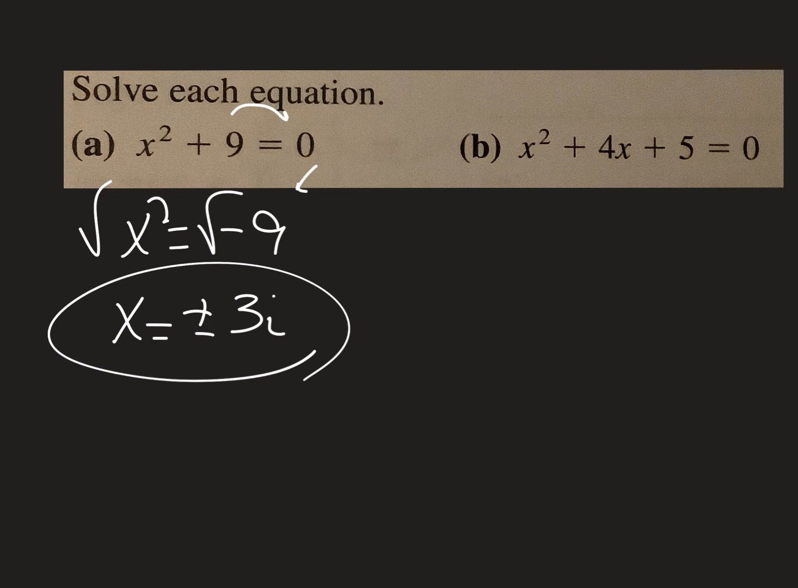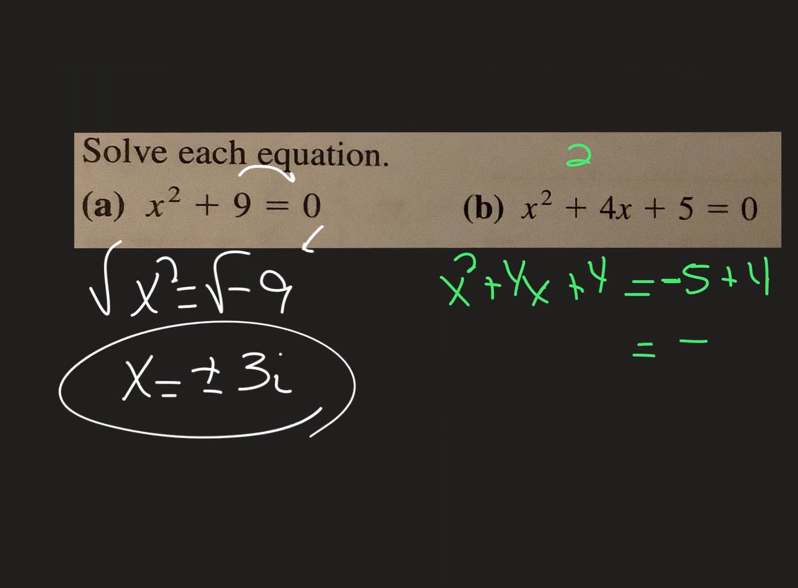Second one doesn't factor because there are no factors that give you 4 as long as the i is positive. So I'm going to complete the square here. I'm going to say x squared plus 4x. I'm going to move the 5 to the other side, leave some space. All right, now remember, half the middle, square it, add to both sides. So I'm going to take half of 4, which is 2, square it, add it to both sides. Over here on this right-hand side, I get -1.